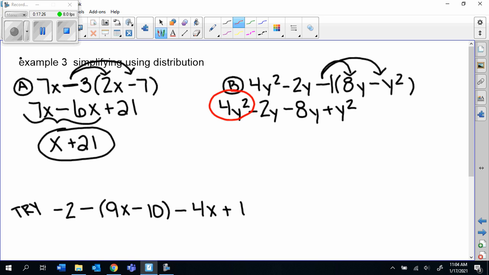And then these are like terms. So 4y squared plus 1y squared is 5y squared. And then a -2y and a -8y, both are negative, so we add them together, minus 10y.